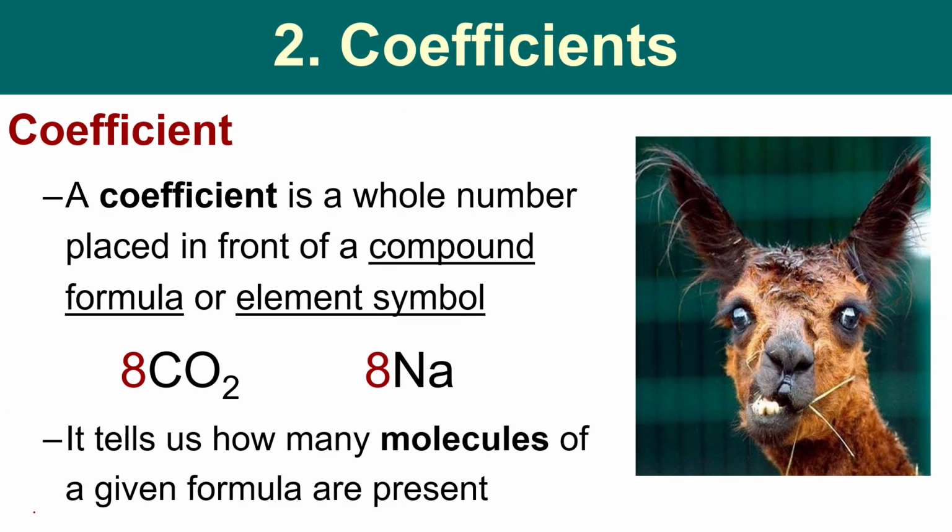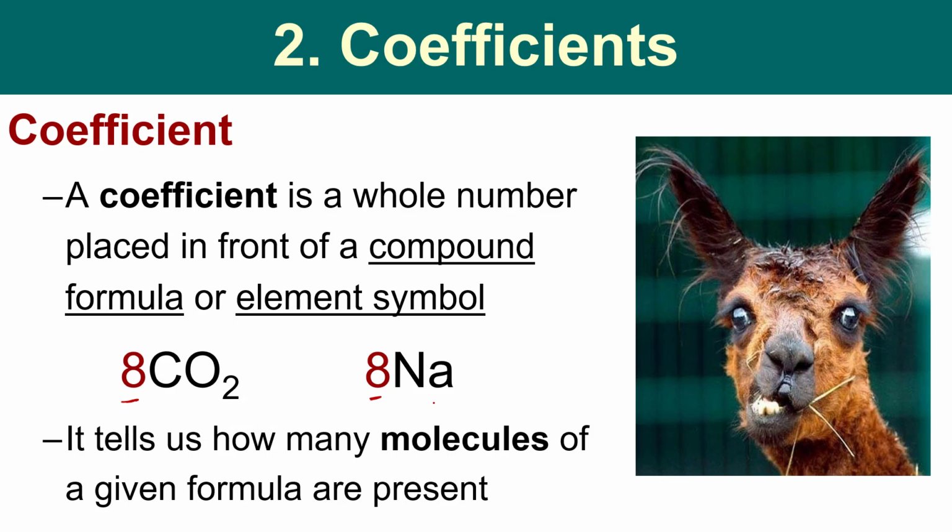Our next topic builds on what we just did, but adds an element to the formula. And that element is called a coefficient. A coefficient is a whole number that is placed in front of the compound formula or the element symbol. And here you can see we have added 8 in front of the carbon dioxide or the sodium atom.